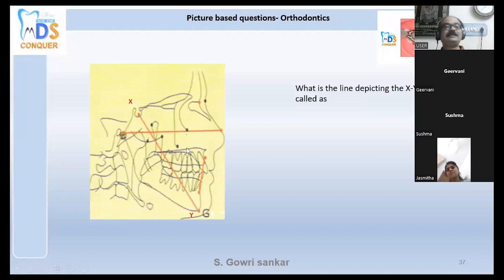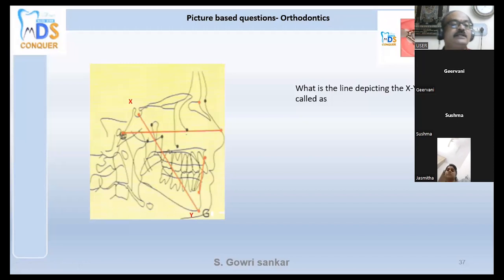Yes, it is the Y-axis. And where the Y-axis is measured is the anterior inferior angle. Be careful about this also. This angle where you measure, which analysis is it seen in? Yes, it is seen in Down's analysis. Very good, very good. Okay.